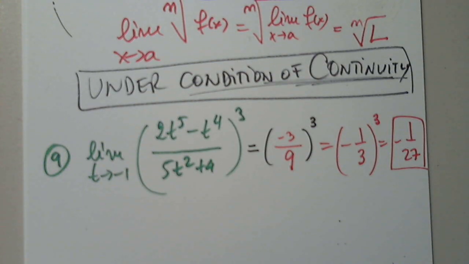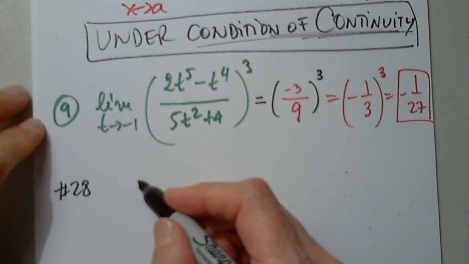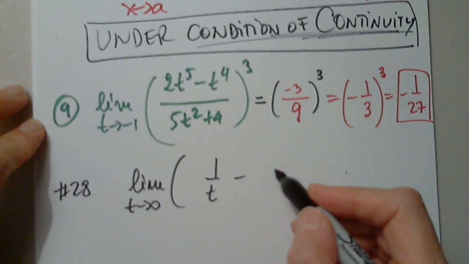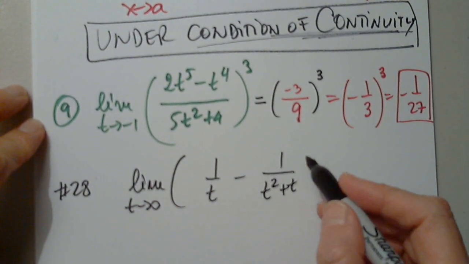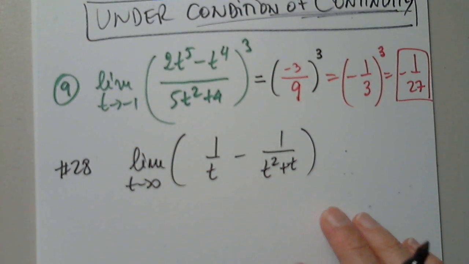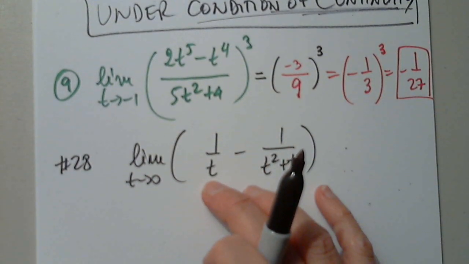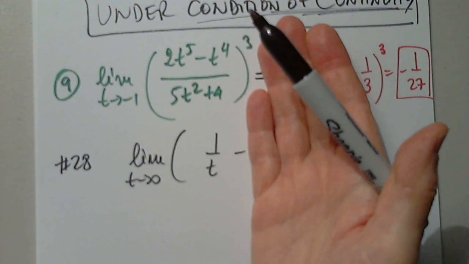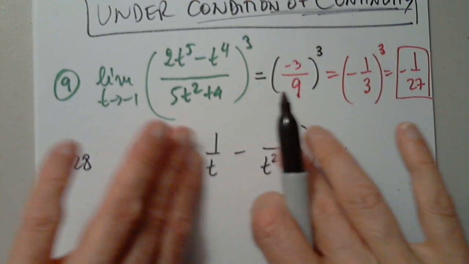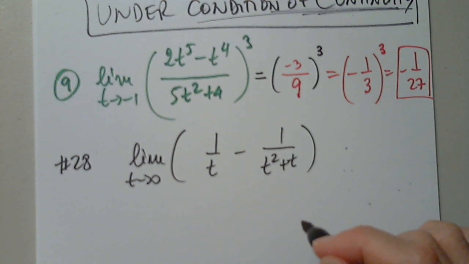28. Okay, let's look at 28. In 28, we have the limit as t approaches 0 of 1 over t minus 1 over t squared plus t. You understand that I cannot use a limit law because the limit of this we just graphed a few minutes ago does not exist. I don't care what this one does. I found one or the other whose limit does not exist, so I cannot separate it. The limit law does not apply here. I cannot even plug it in.